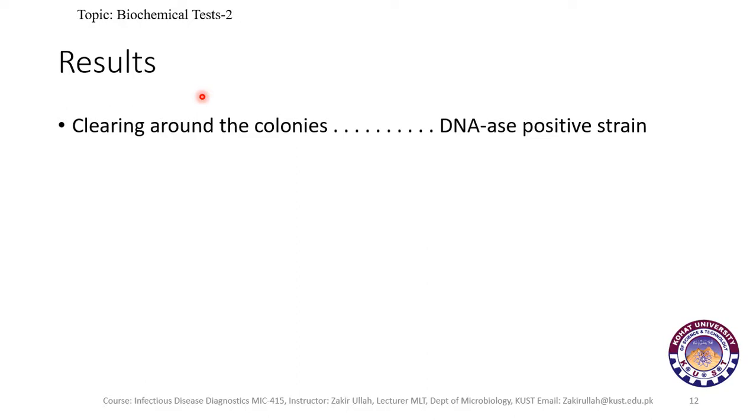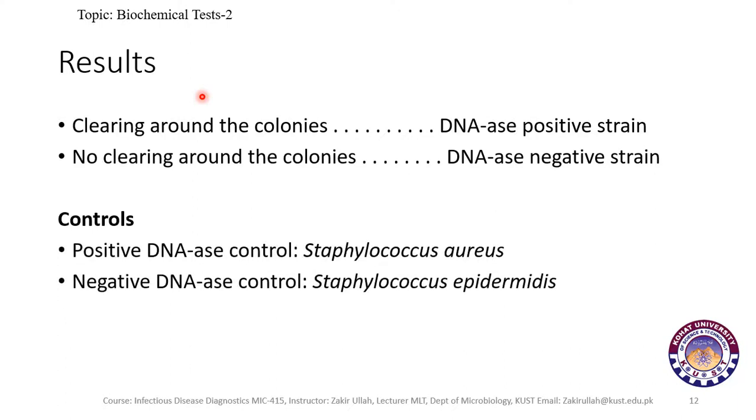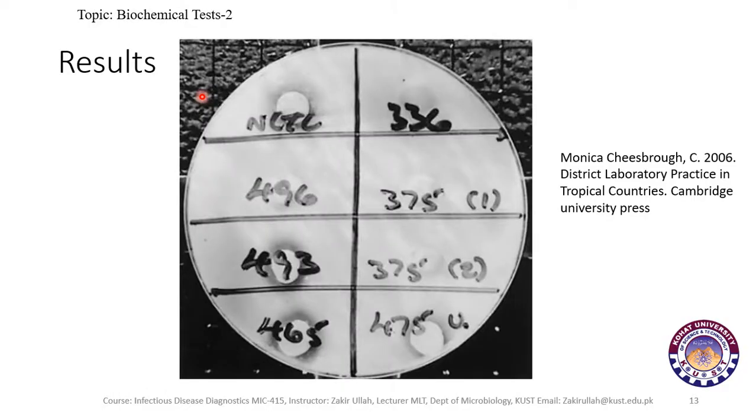So this shows that the DNase is positive, and where the area around the colony is not cleared, that is DNase negative. The control for DNase positive is Staphylococcus aureus, and the DNase negative control is epidermidis. These pictures show the positive tests 1, 2, 3 and 4, and the other is a negative.